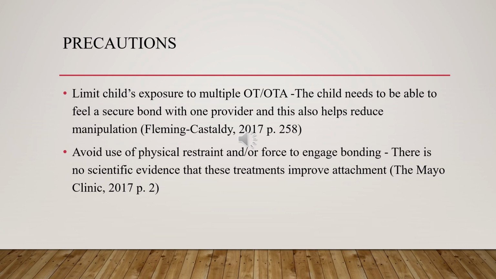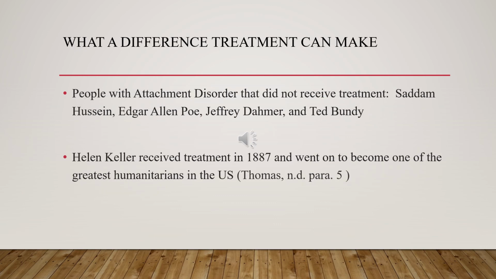Precautions when working with children with reactive attachment disorder is to limit their exposure to multiple caregivers within the OTA OT realm. We want to keep it as consistent as possible. And you also want to avoid the use of physical restraints or forced bonding. I know that as OTs, we're not going to do that, but there are some people that are advocating for that method. And I think this slide speaks for itself in the impact that treatment can make in somebody's life.